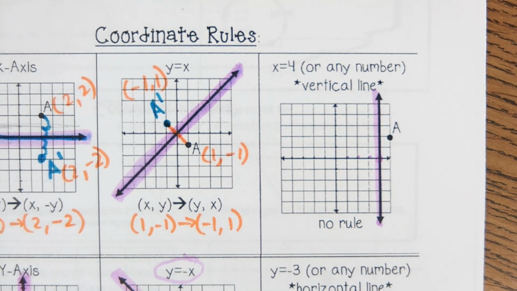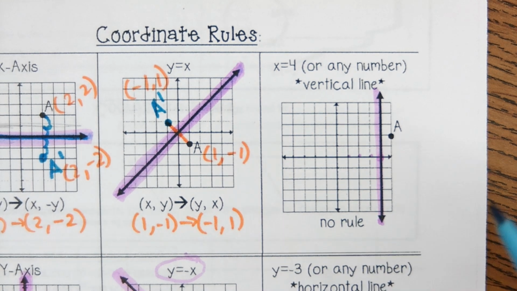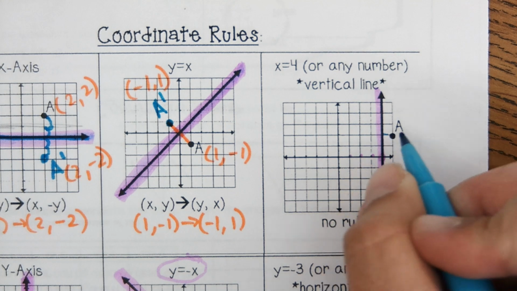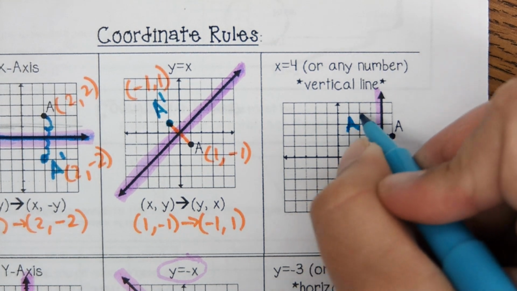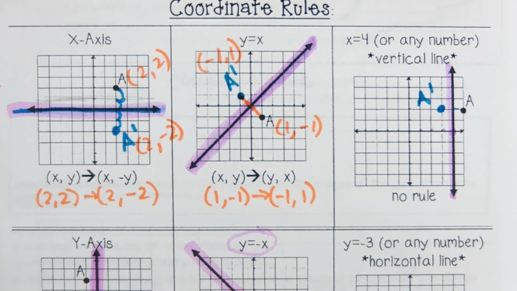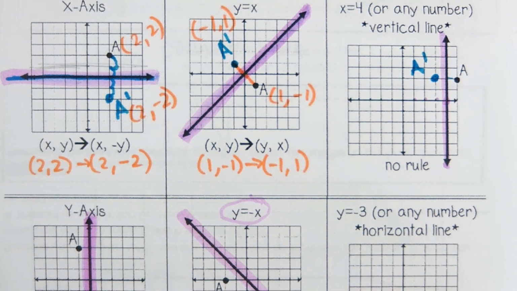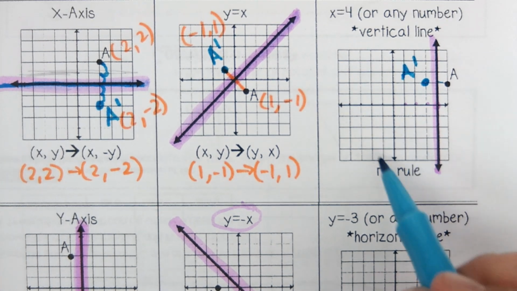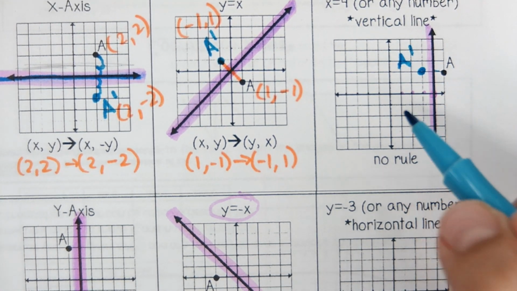Okay, then for this one, just reflecting that point over. It's 1 unit away from the line, so we put it 1 unit on the other side, A prime. Okay, there's no rule for that because it depends on where that line is.